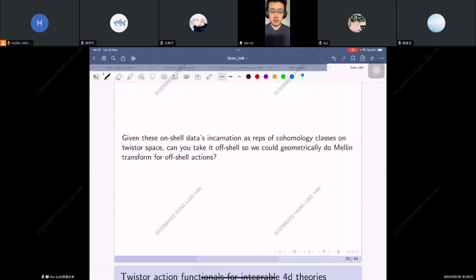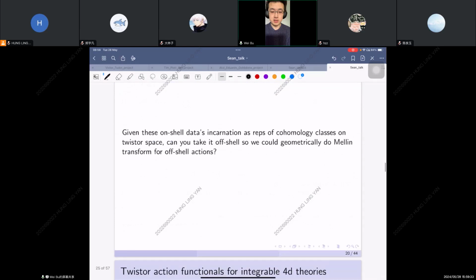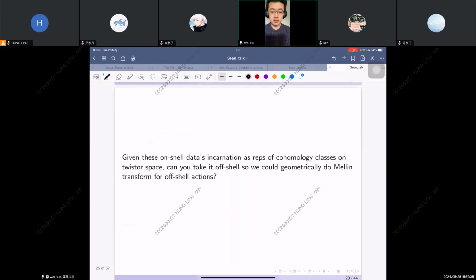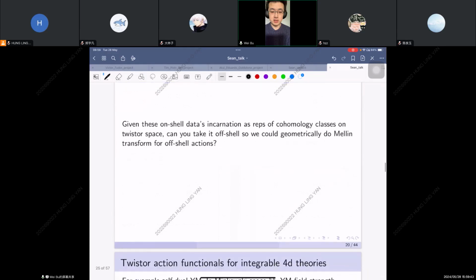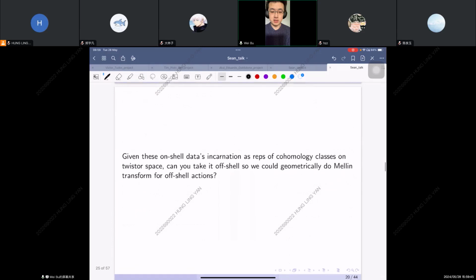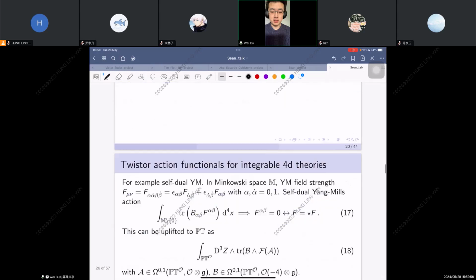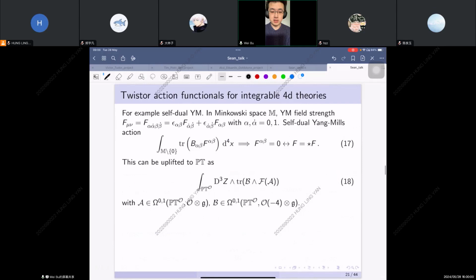Okay, so now I've told you about all these things in twistor theory, how on-shell data is collected, and how the geometry works, and so on and so forth. So is it possible to take these on-shell data on twistor space off-shell? Because we know how to do the Mellin transform geometrically now, can you write down an off-shell function on twistor space such that it produces the dynamics of these H01s? The answer is of course yes.